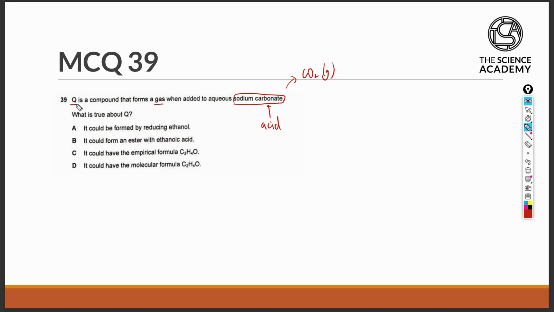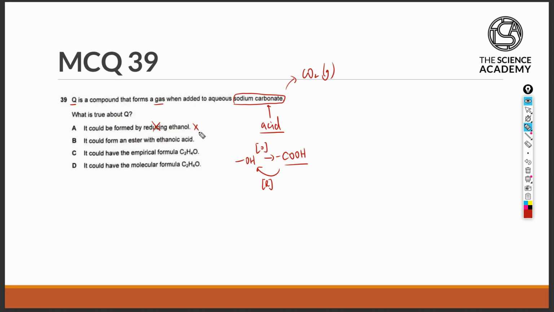So Q must have been an organic compound that is an acid, and from what we know, that has to be a carboxylic acid with a COOH functional group. Option A states that Q can be formed by reducing ethanol. This is wrong because carboxylic acid can be formed by oxidizing alcohols, not reducing. The reverse reaction to form alcohol is the reduction of carboxylic acids. Therefore, A can be eliminated.